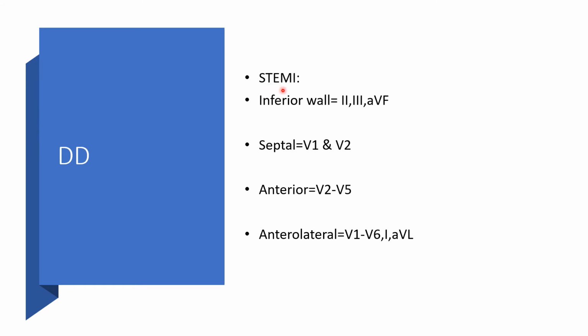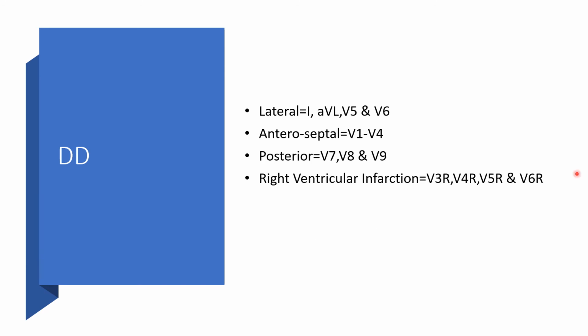In STEMI, it could be inferior wall myocardial infarction, and that would be lead 2, lead 3, and AVF. It could be septal, V1 and V2, anterior, V2 to V5, anterolateral, V1 to V6, lead 1, and AVL. Still on myocardial infarction with ST elevation, could be lateral wall infarction, and that will appear through lead 1, AVL, V5, and V6. Could be anteroseptal, that would be V1 to V4, or posterior, V7, V8, and V9.